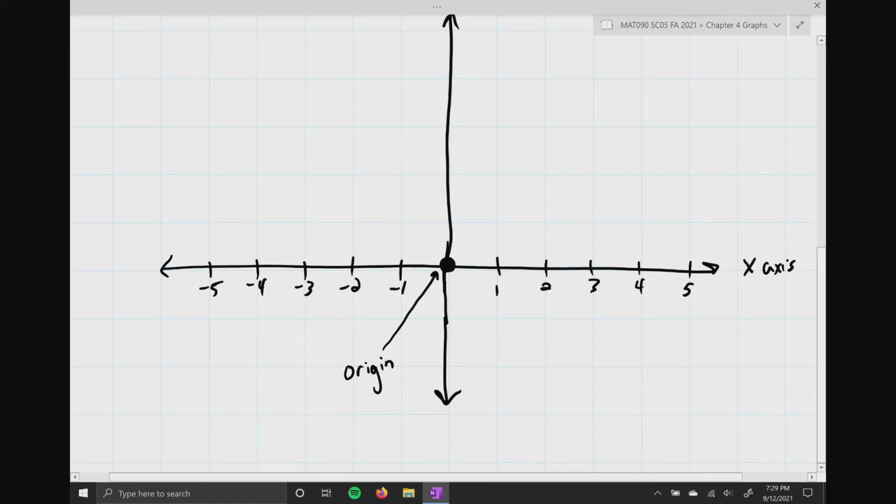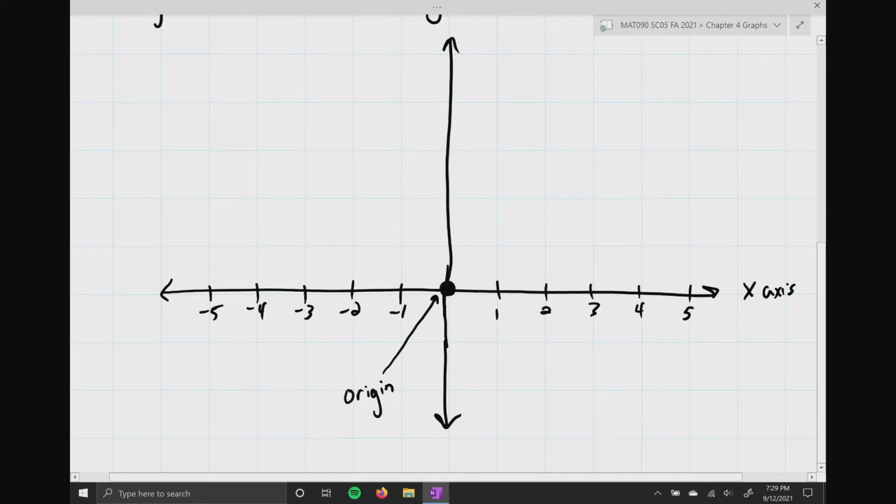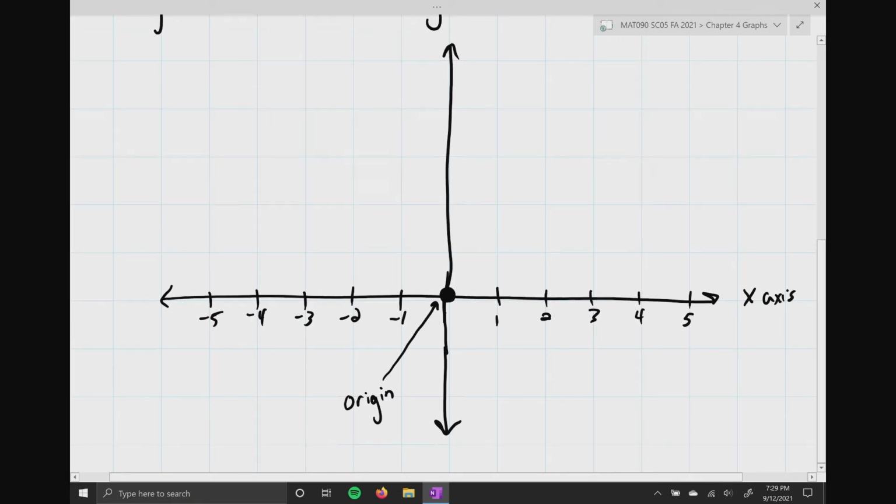So if you notice, by me introducing this new axis, it's called the y-axis, anything above the x-axis are going to be positive values, and then anything below it will be negative values. Now, what I've done is I've created 4 quadrants, okay? So this is quadrant 1 in the upper right-hand corner.